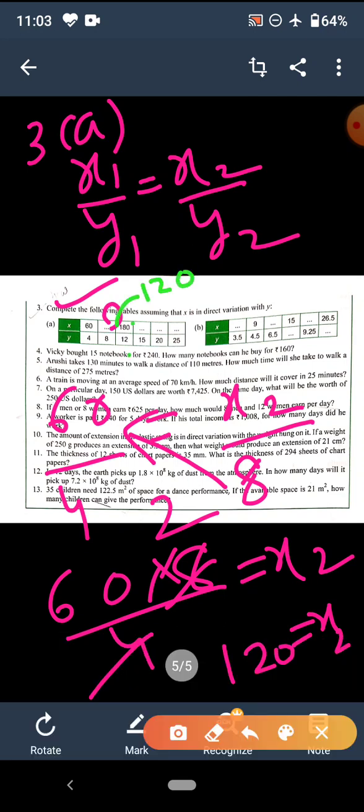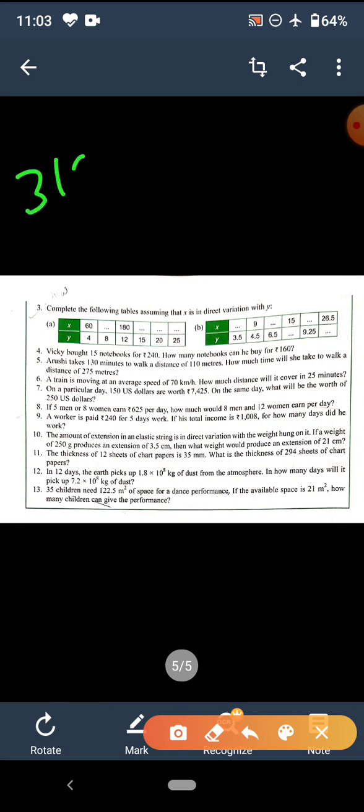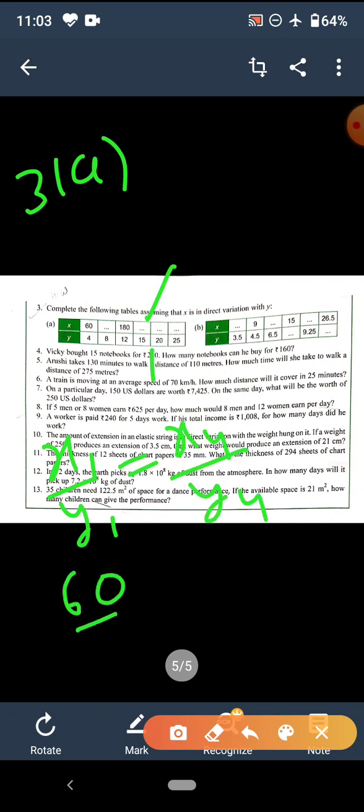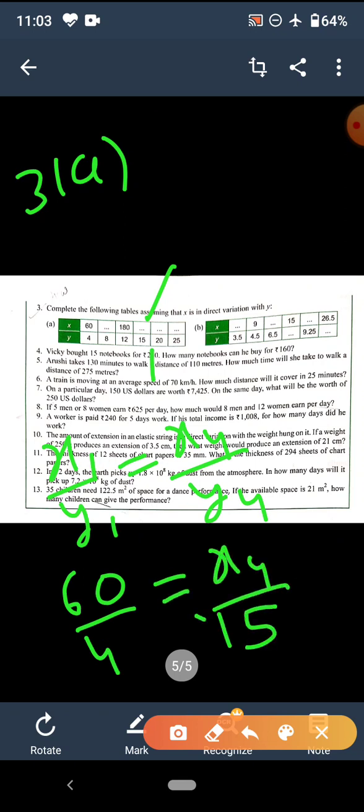120. Now x3 upon y3 is given, then x4 upon y4. Again the same procedure in part (a). This is x4, this is y4. So x1 upon y1 is equal to x4 upon y4. So x1 is 60, y1 is 4, x4 we don't know, y4 is 15. So take 15 this side and you will get the answer. 60 into 15 upon 4, if we cut it, it will be 15 into 15, 225. So here you get the answer.